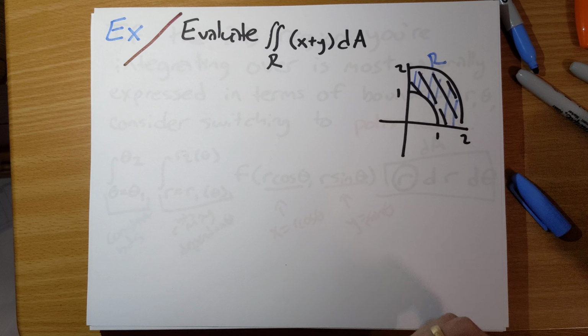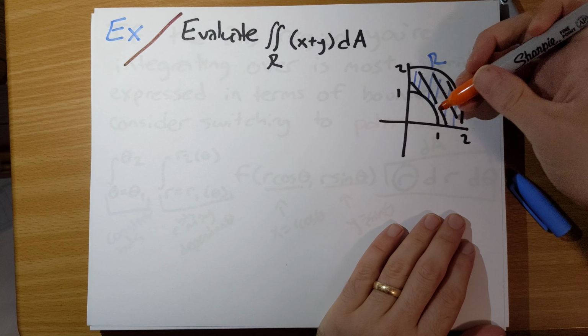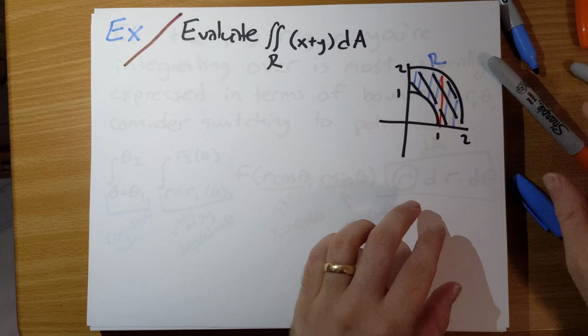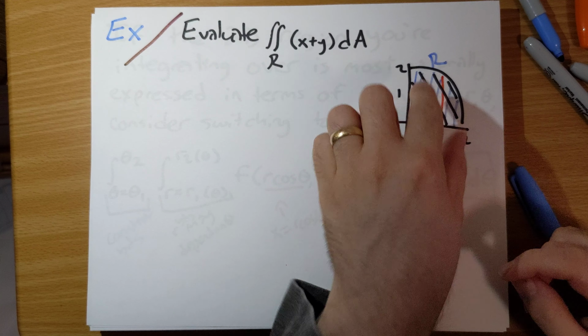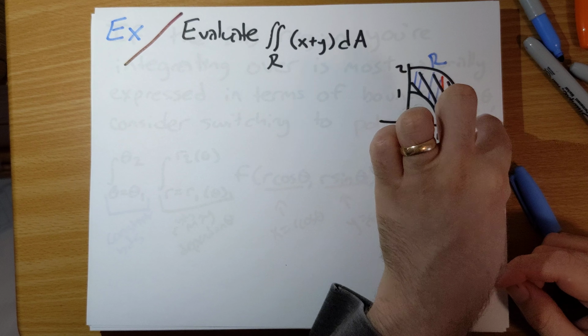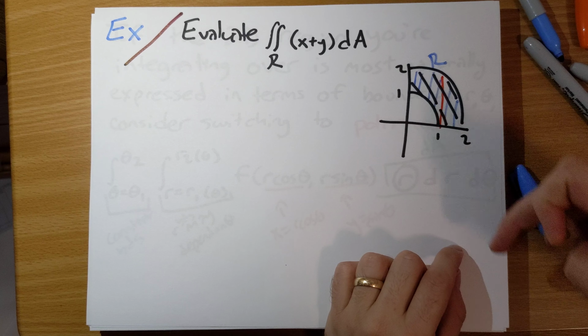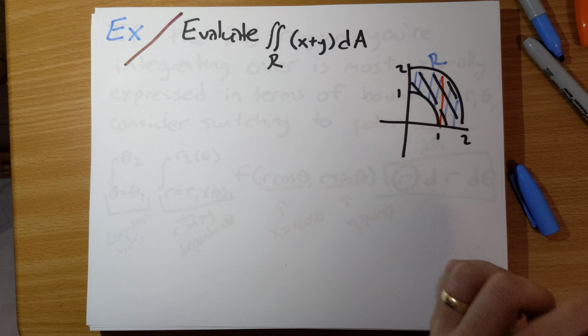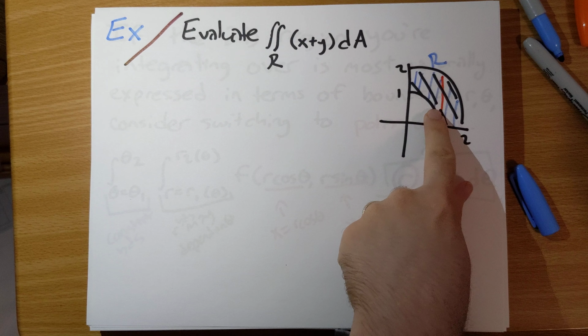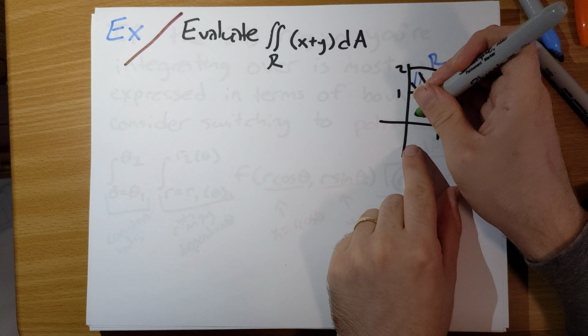This would be somewhat difficult to do in rectangular coordinates. If we try to do rectangular coordinates, we'd have to break it up, integrate over this chunk, and then integrate over this chunk. We'd have to figure out top and bottom functions there, and none of those are going to be nice. But instead, realize that our life is going to be way, way easier if we express this region in polar coordinates.